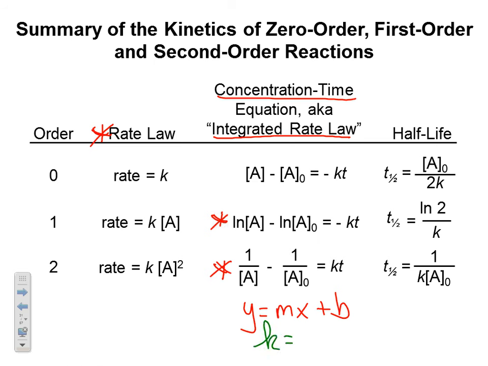K is going to be equal to the absolute value of the slope for each one. So that's how we can get the value of K graphically for each individual order.